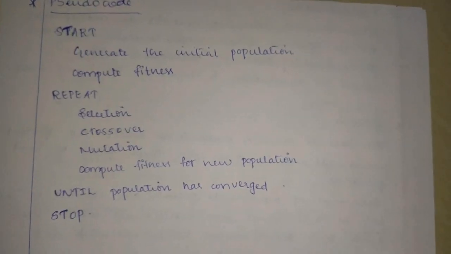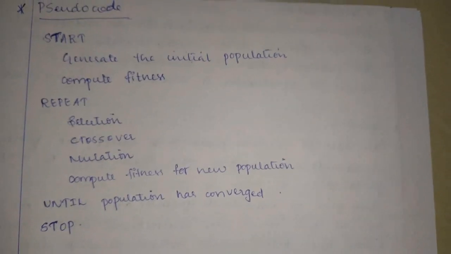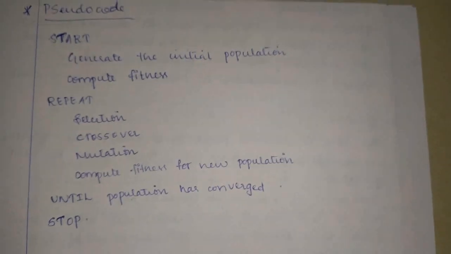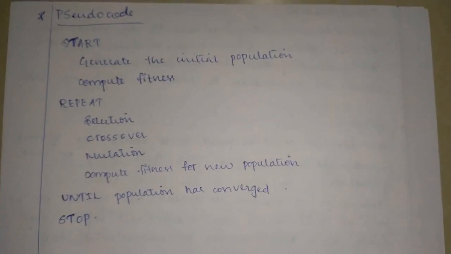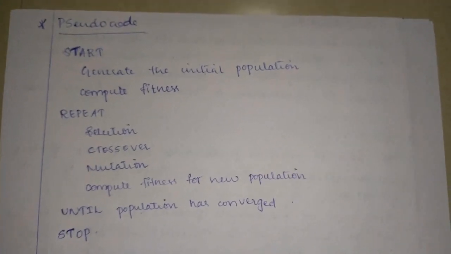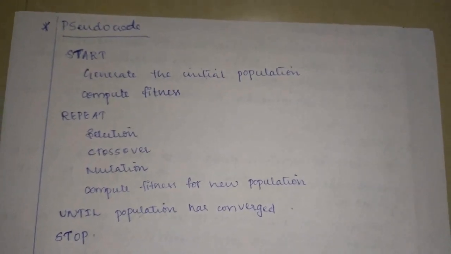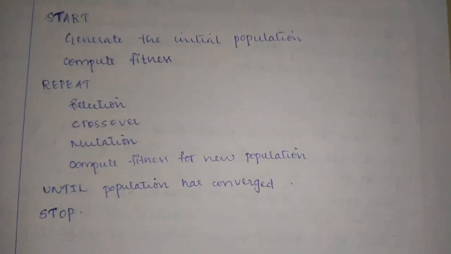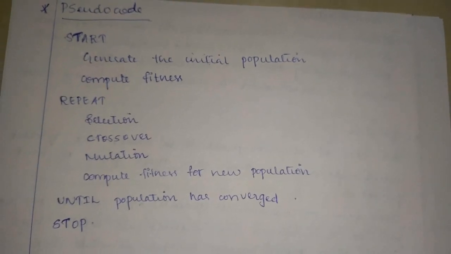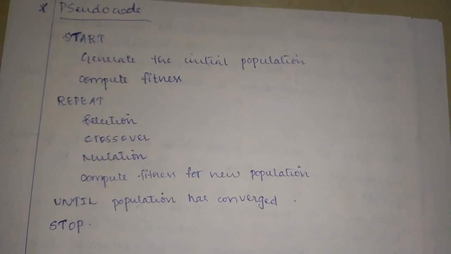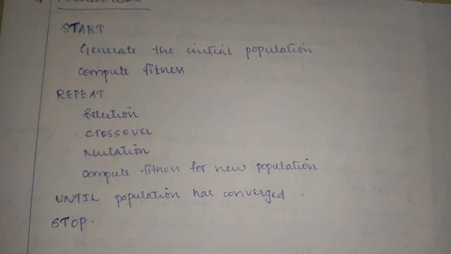Now let's see the pseudocode for GA based on these 5 phases. Start, generate the initial population, compute fitness, repeat selection, crossover, mutation, compute fitness for the new population until the population has converged. Stop. First of all, we need to generate the initial population. As we already mentioned, each problem must begin with a population. After getting the initial population, we need to compute the fitness value of that initial population.